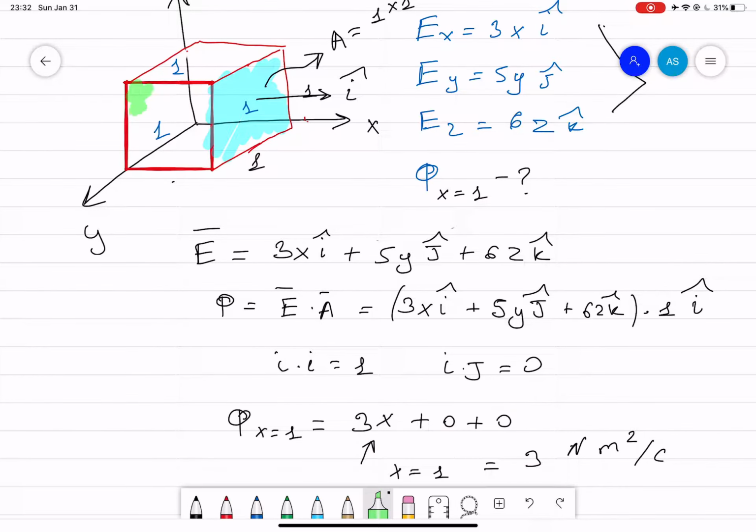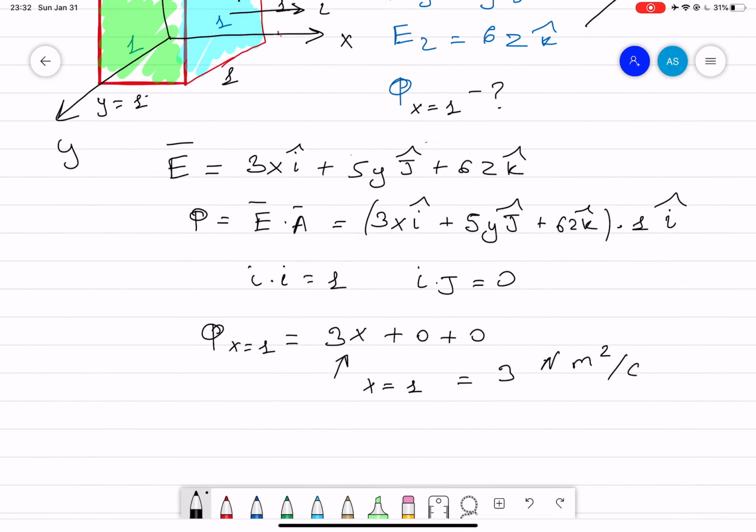Now you can also find the electric flux that is passing through this other area. How can you find it? In this case y is equal to 1. Again you use the same approach. The electric flux at y equal to 1 is 5 times y, with y equal to 1, j vector.